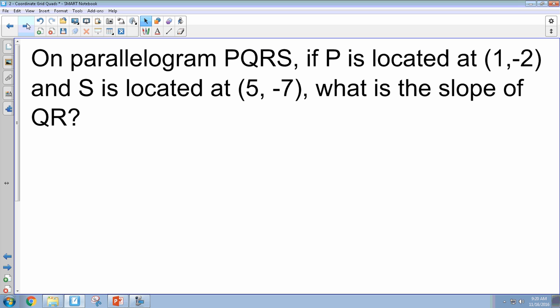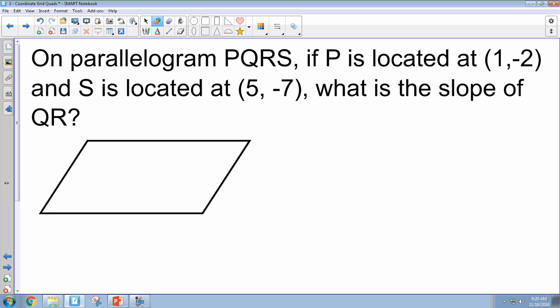On parallelogram PQRS, if P is located at (1, -2), and S is located at (5, -7), it wants to know the slope of QR. Like usual, I'm going to go ahead and draw a picture. Feel free to pause this if you haven't written it all down yet, but we're going to draw a picture of a parallelogram. I do try to make it look like the shape we're talking about.